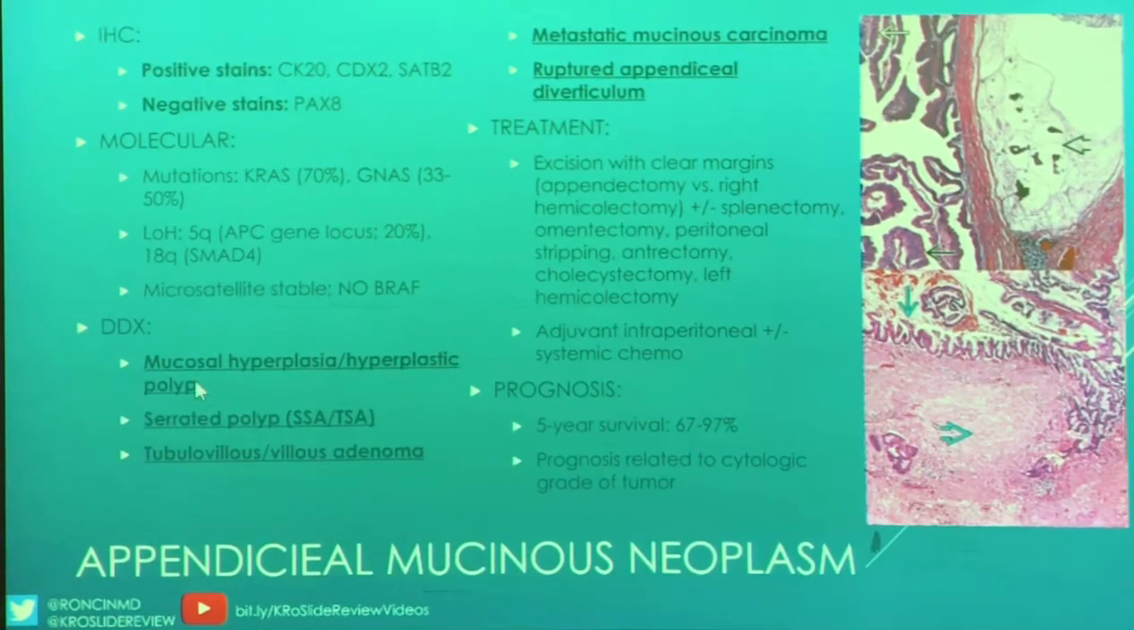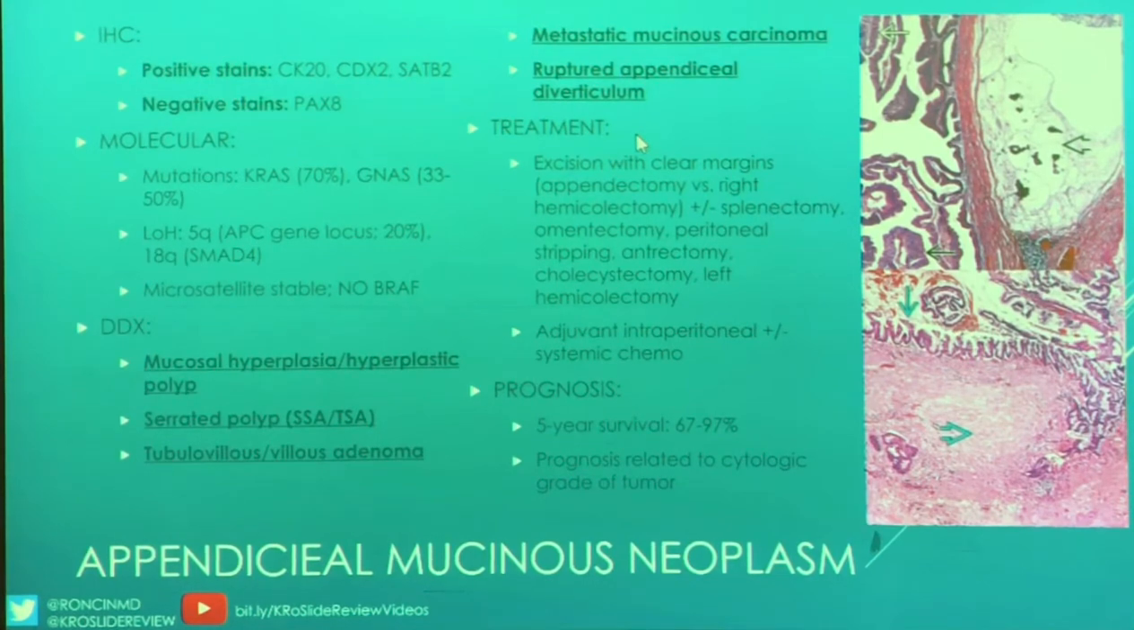Your differential, obviously mucosal hyperplasia or hyperplastic polyps, those can occur in the appendix. Serrated lesions do occur within the appendix as well. That might be a hint for going through your challenge cases. As well as tubulovillous and villous adenomas. You can look at metastatic mucinous carcinoma, so this would be where we'd want to rule out GYN origin. And obviously ruptured appendiceal diverticula. Diverticula can occur even in the absence of all this mucin and whatnot. So you want to make sure that it isn't just a diverticula that you're dealing with that was maybe irritated.